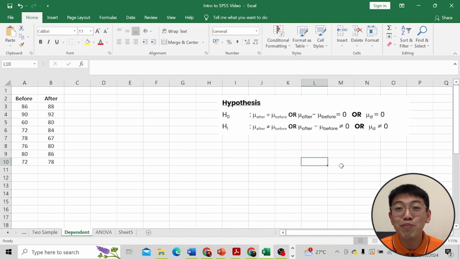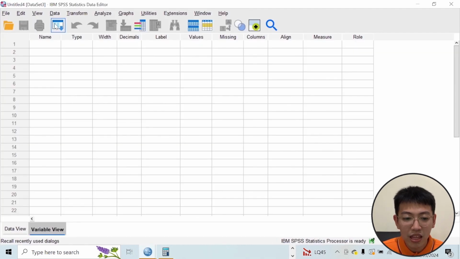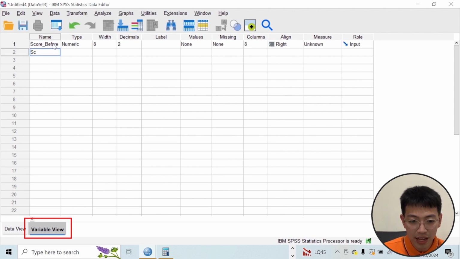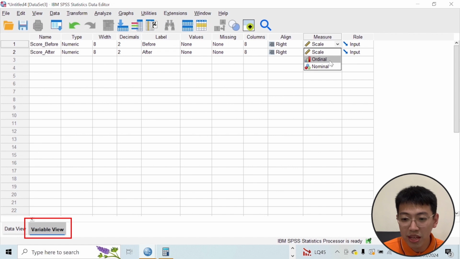Mu after minus mu before can be symbolized with mu d, the mean difference. For the dependent sample t-test, we don't need to rearrange the table. We just use before and after like this. So we go to SPSS. In the variable view, we can fill score before and score after. Okay, we can give the label, this is before, this is after. And both measures will be scale.